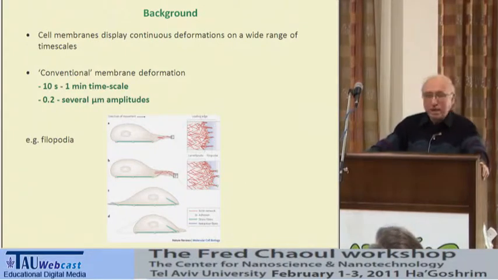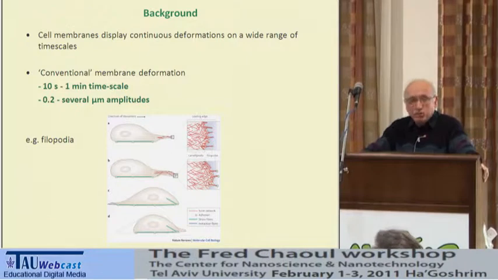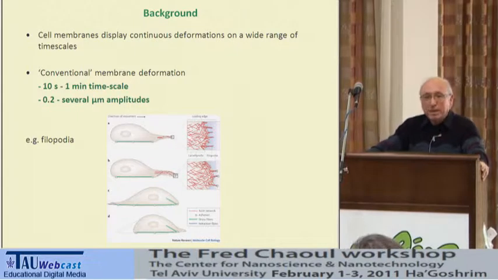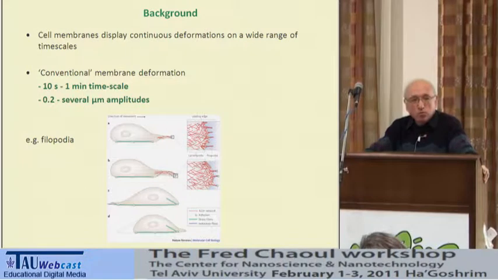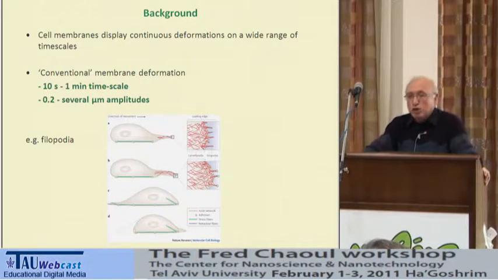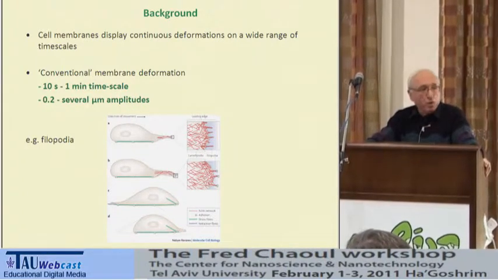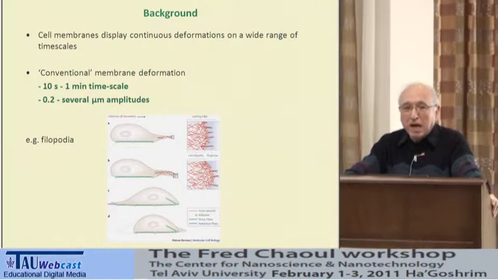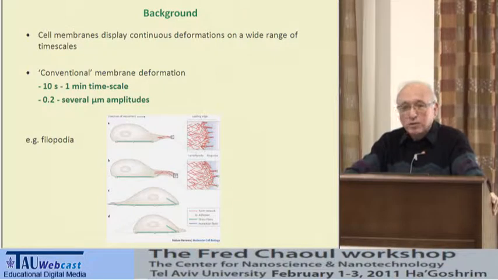So the background: cells are really living systems, and one characteristic of any living creature is mobility, sometimes also motility. In this case, I will speak about cells that do not move or do not have the ability of locomotion, meaning to move from one point to the other. I will speak about cells that are driven by a fluid flow, like red blood cells. But generally, the cell membrane is the interface between the cells and the environment. And one of the ways for the cell to sense the environment is to move the membrane in different directions and feel gradients and other effectors in the vicinity.